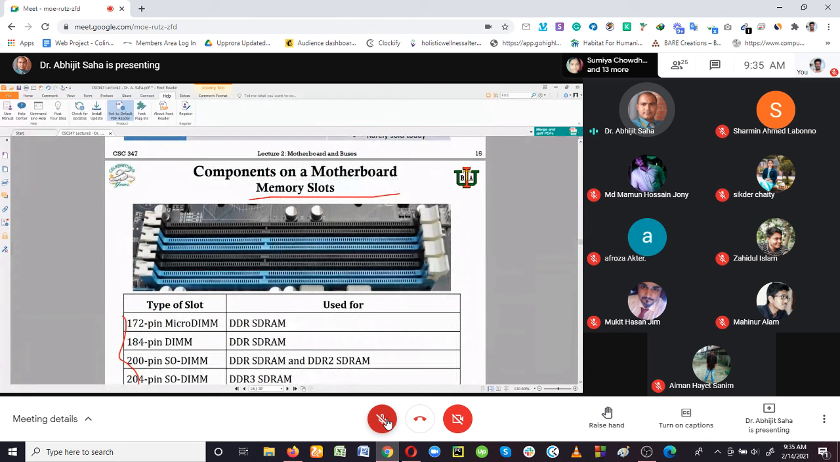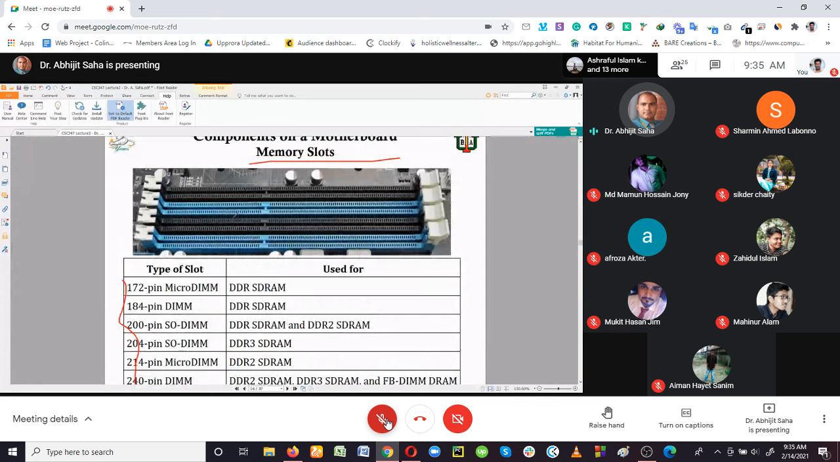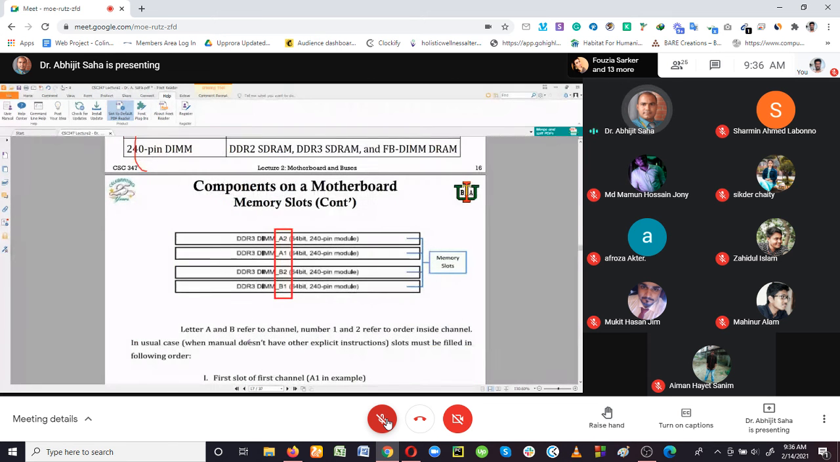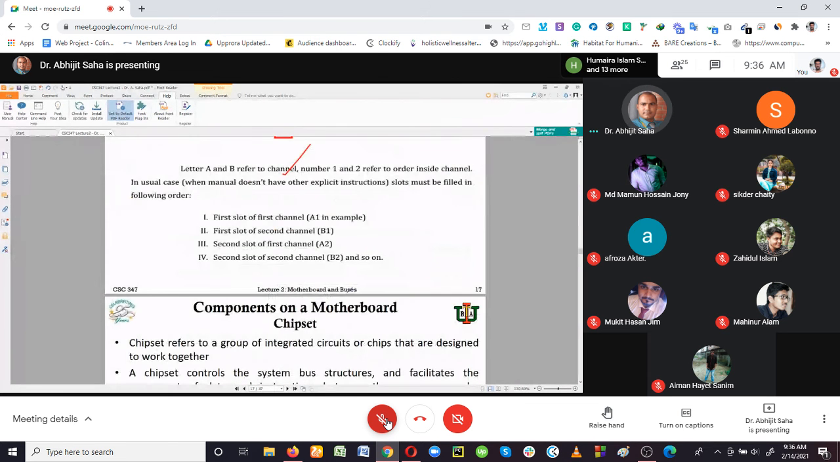So on the motherboard you have the memory slots, and based on the memory slots you have, you should choose your RAM. There are different types of RAM, so you should know which RAMs have how many pins. And this is only for understanding.